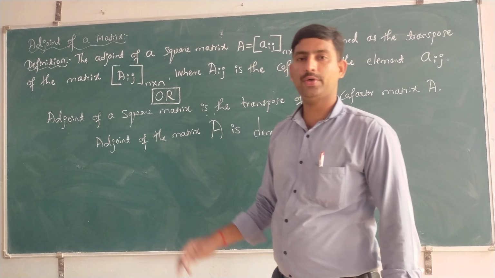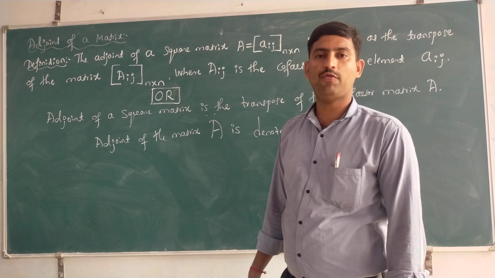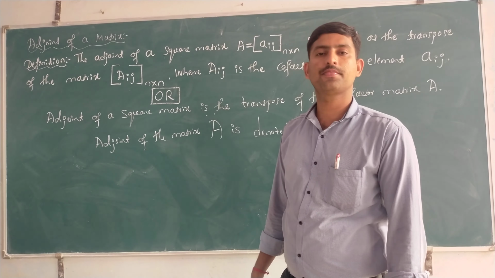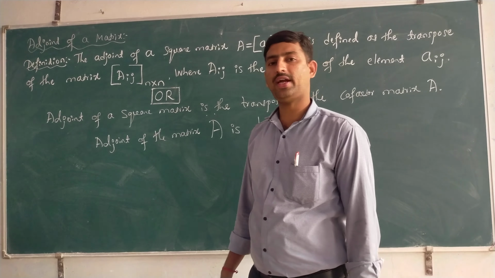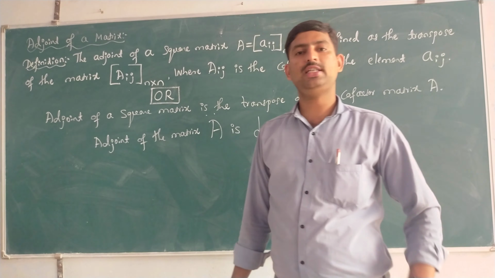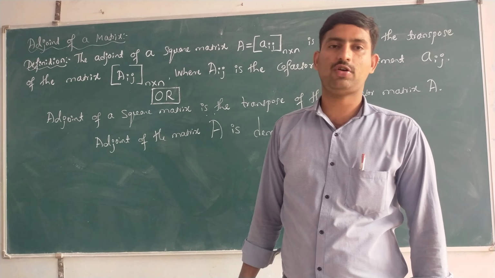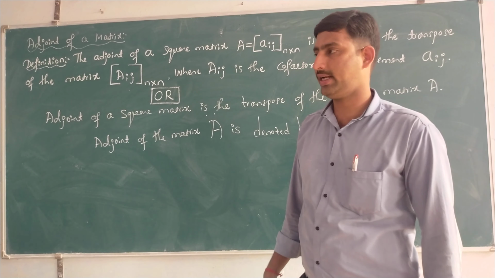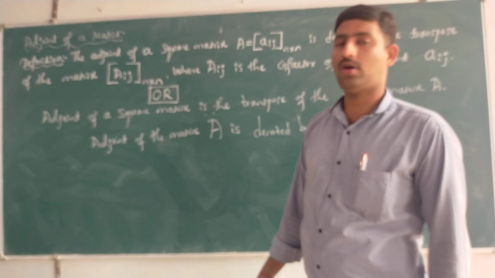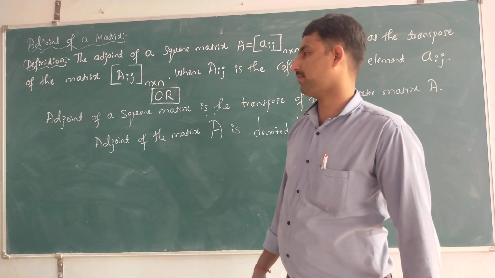In the last video session, we discussed minors and cofactors of each and every element. Under that, how to find the minors and cofactors of first row elements, second row elements, third row elements. In the same way, first column, second column and third column. In today's session, we will take one of the important definitions of matrix, that is the adjoint of a matrix.